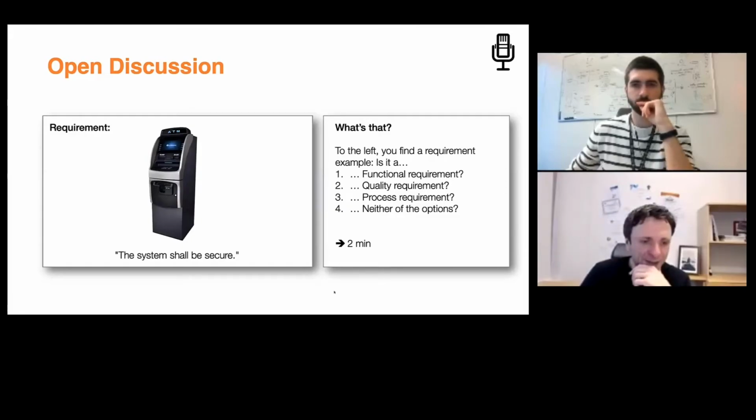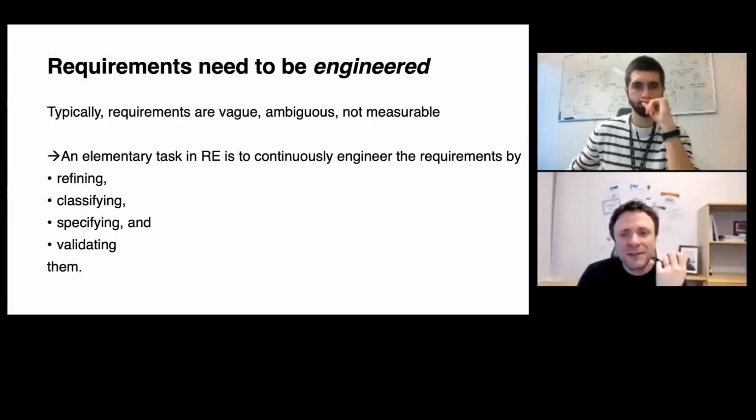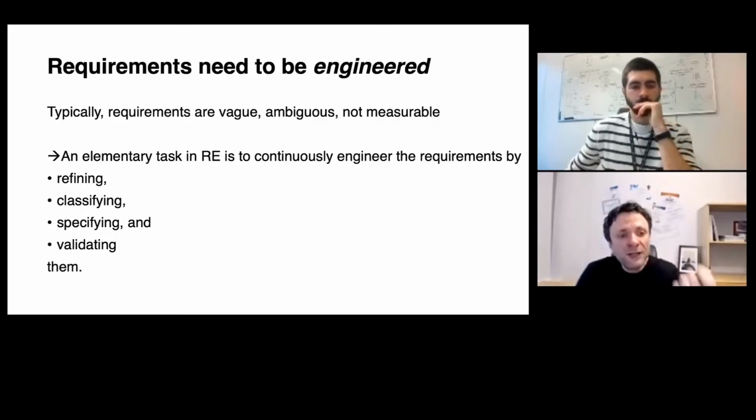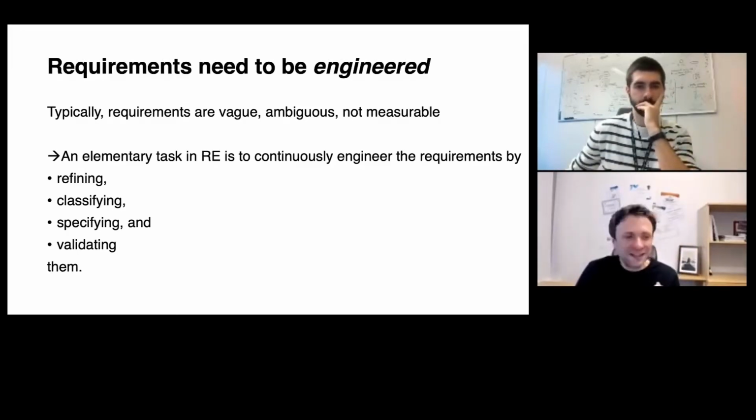And one of the elementary tasks of requirements engineering is that requirements have to be engineered. This is also the reason why we still say requirements engineering and not, for example, agile requirements. We focus very much on the engineering part. Requirements are typically very vague and very ambiguous, and they tend to be not measurable at all when we get them at first. And it's elementary in requirements engineering to continuously engineer them by refining them and classifying them, as you suggested, specifying them and validating them.